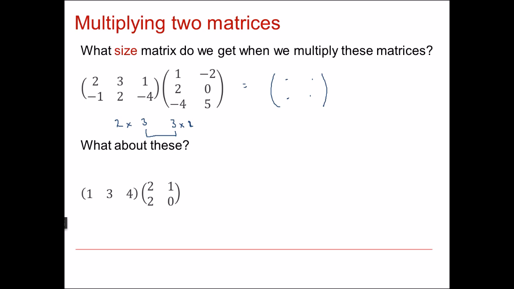Now let's think about this second pair. Here you can see this first one is a 1 by 3 matrix, and the second one is a 2 by 2 matrix. But those two numbers in the middle tell us we've got 3 elements in the row of the first matrix and only 2 elements in the column of the second matrix. So we're not going to be able to combine these. It's not going to be possible.